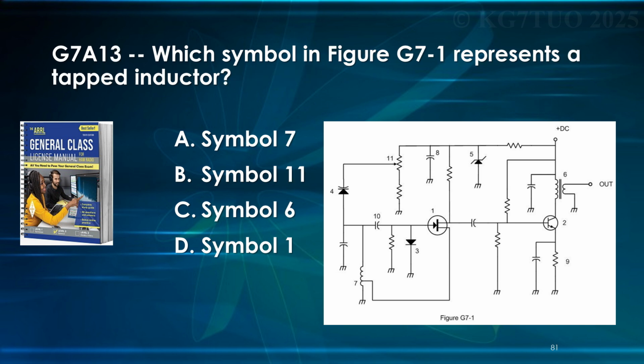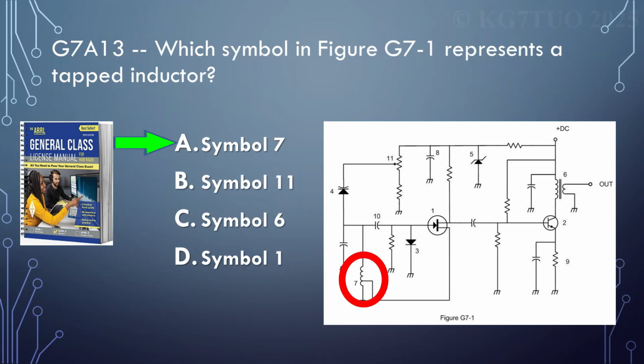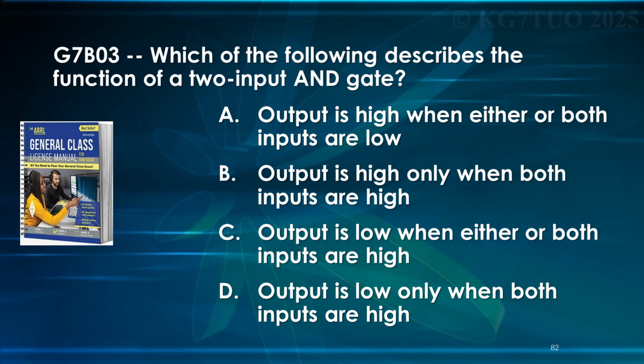Which symbol represents a tapped inductor? So an inductor is a coil. That's going to be the curly line. And a tapped inductor is going to have a little arrow pointing at one of the coils, or maybe just a line connecting. And that should be right there. And that's symbol 7. Okay, which of the following describes the function of a two-input AND gate? Bravo is correct. Output is high only when both inputs are high.